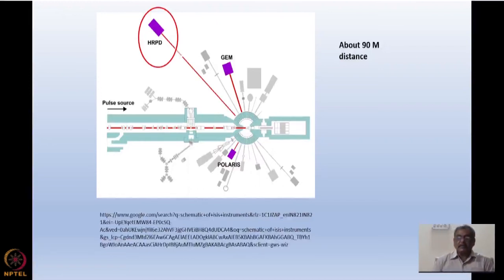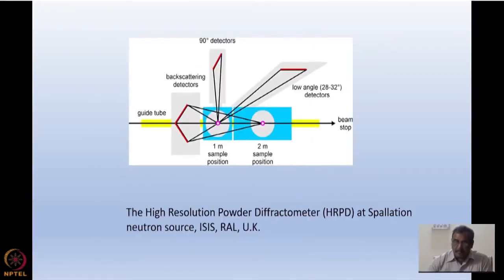I have given the source here. This is called HRPD, the high resolution powder diffractometer, encircled and shown here. There are detectors at shorter distances, but the high resolution detector bank is nearly 90 meters from the sample. For comparison, think of the 100 meter dash in an Olympic race. It is that long. So the neutron has to fly through a 90 meter path before it reaches the detector.